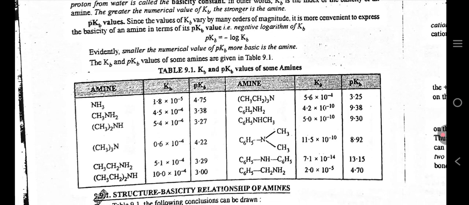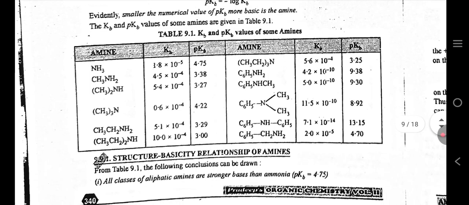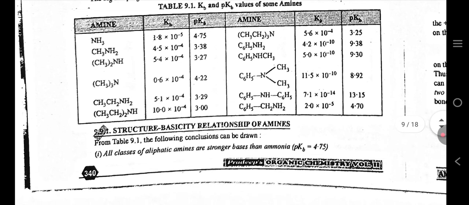pKb value. Since the values of Kb vary by many orders of magnitude, it is more convenient to express the basicity of an amine in terms of its pKb value, the negative logarithm of Kb. Evidently, the smaller the numerical value of pKb, the more basic is the amine. The Kb and pKb values of some amines are given in table 9.1.